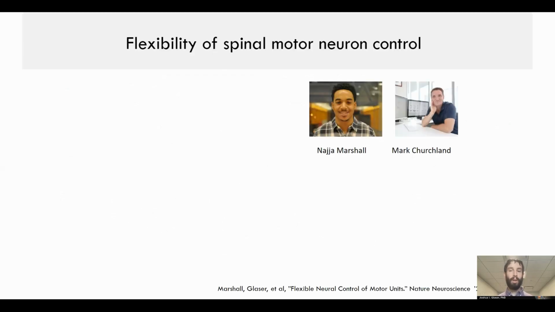So this project that I'm going to be talking about was a very close collaboration with Naja Marshall, who is a very talented, recently graduated student in Mark Churchland's lab. And I'll just be telling you a part of this story today. And if you're interested in learning more, I've listed the reference for the full paper on the bottom of this page, where you can read about additional details.